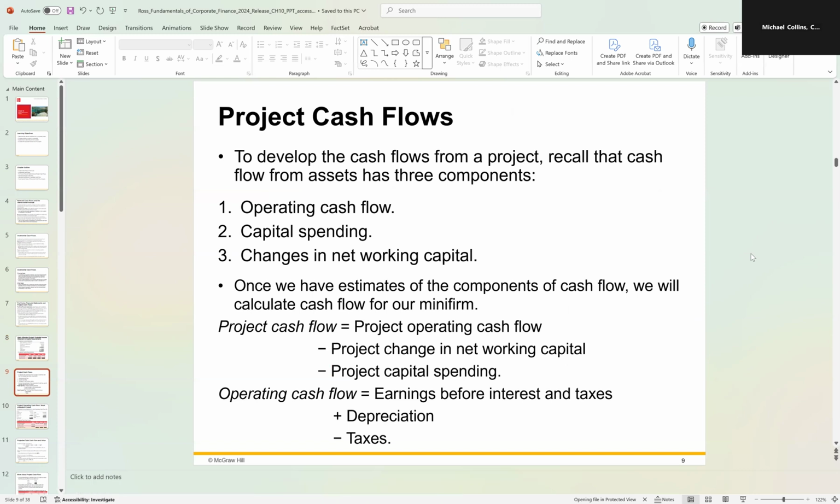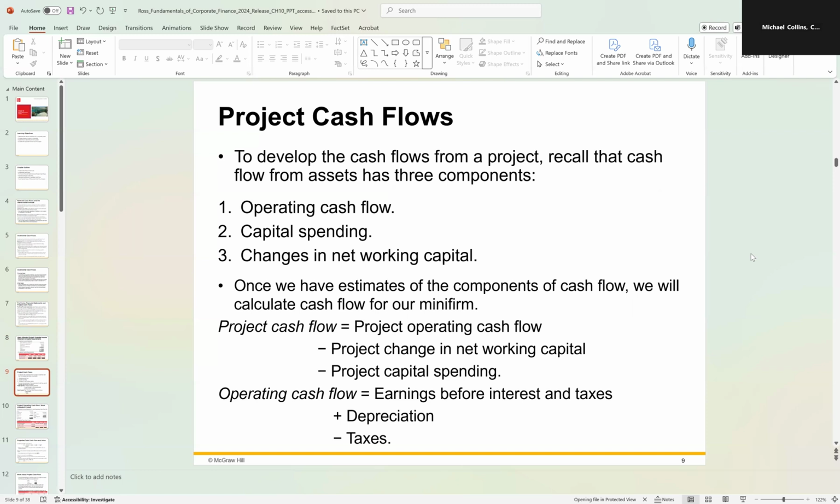To develop cash flows from a project, recall that cash flow from assets has 3 components: operating cash flow, capital spending, and changes in net working capital. Net working capital is your short-term assets minus your liabilities, which is similar to the current ratio. The current ratio is short-term assets divided by current liabilities. Once we have estimates of the components of the cash flow, we will calculate cash flow for our mini firm. And that's basically just a project.